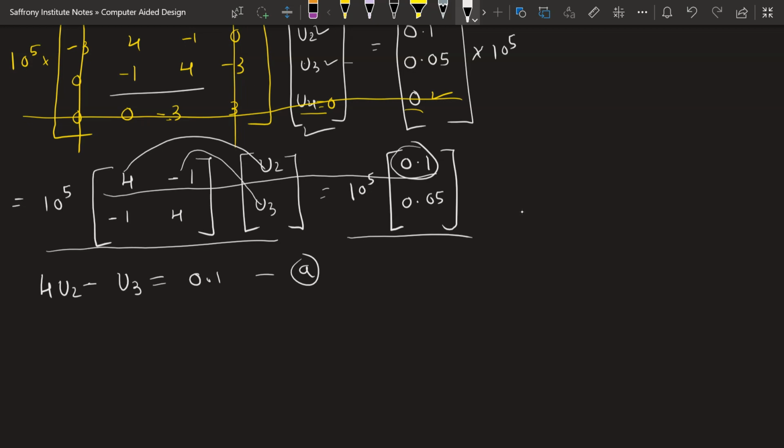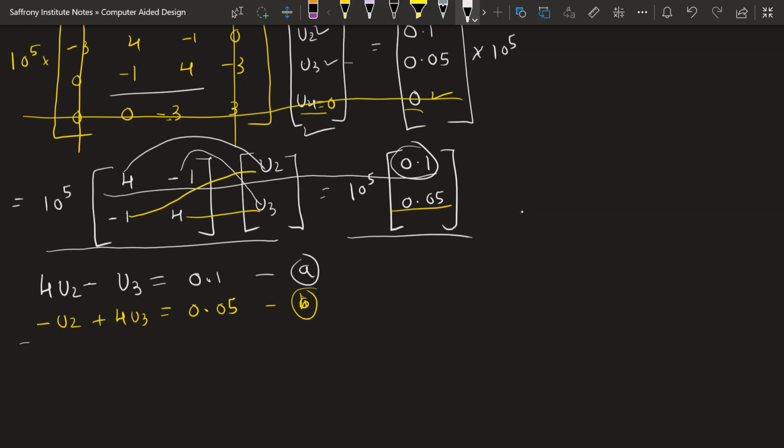Another one: this multiplied by this, I'll show it in another color. It will be minus u2, and this multiplied by this one will be plus 4 u3, is equal to 0.05. Right, this will be our equation B.